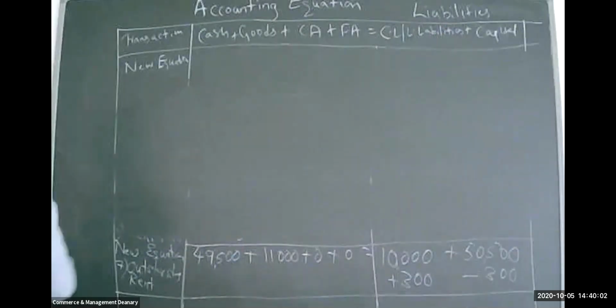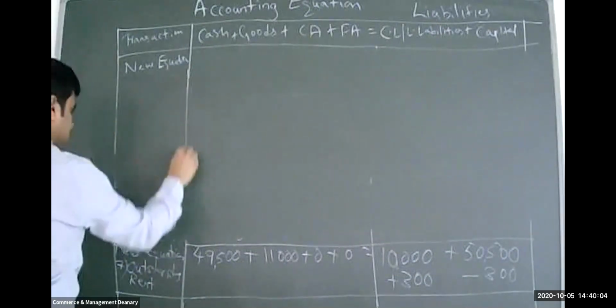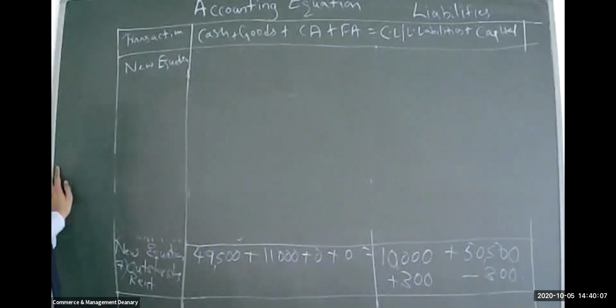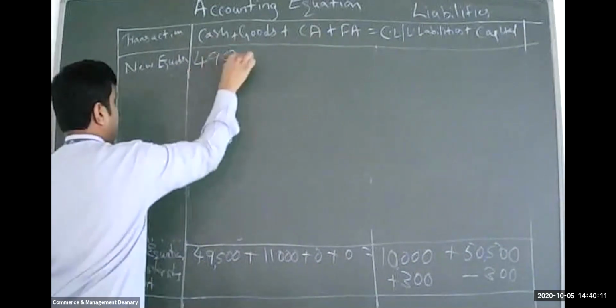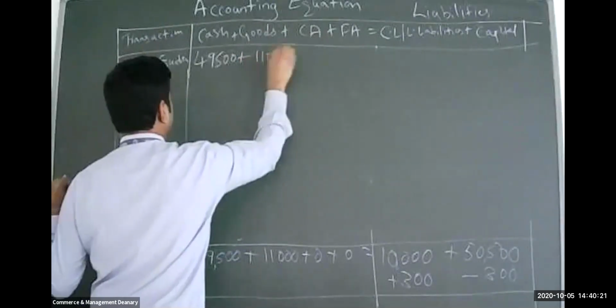So what is the new equation? How much is cash now? Same, 49,500. Plus 11,000.